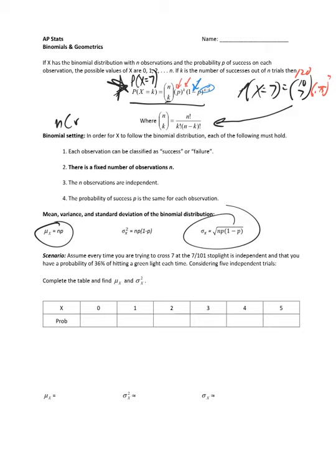Okay, so the way you would read this is essentially trials choose successes, chance of a success to the number of successes, chance of a fail to the number of fails. And again, that formula is on your formula sheet.